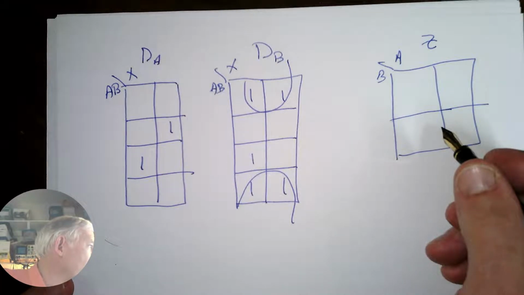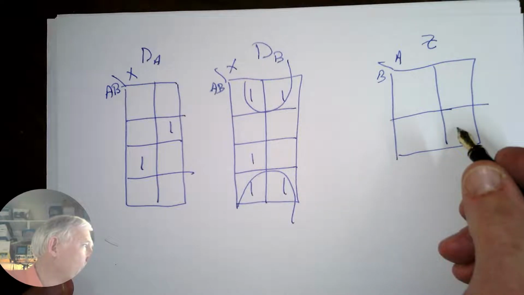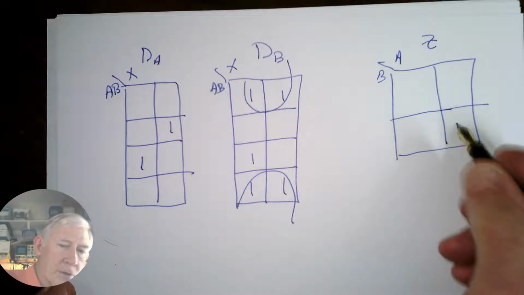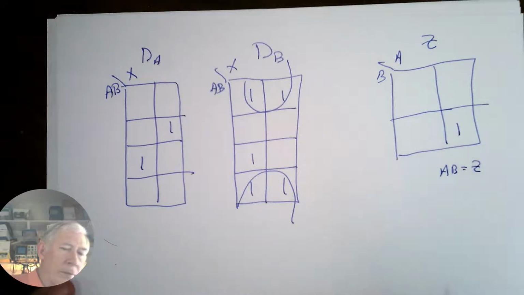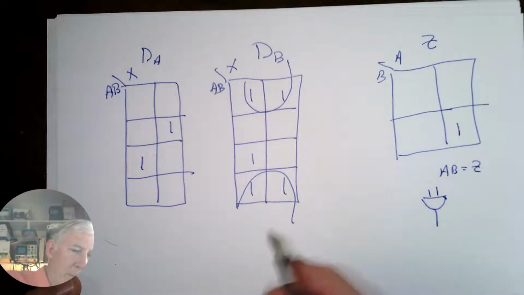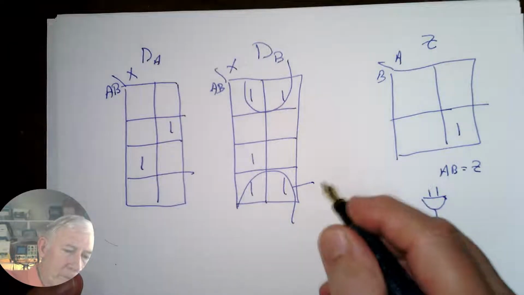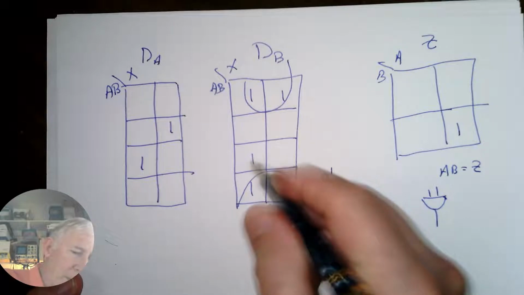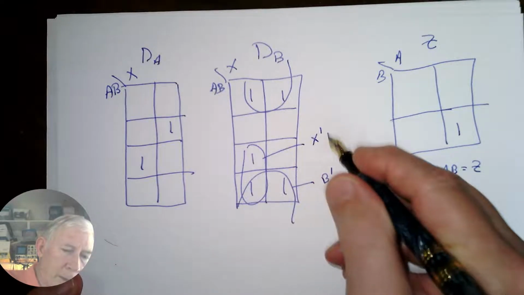yeah, that'll be 3. So this will still be a 1 there, right? I think so, yeah, I believe that's right. So it's 1 there, so it's still AB. Okay, so this one will just be an AND gate with 2 inputs. This will be the constant B prime, and then we'll have this little 2 group here, which will be X prime A.